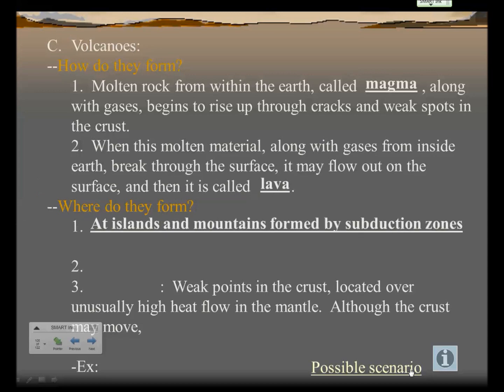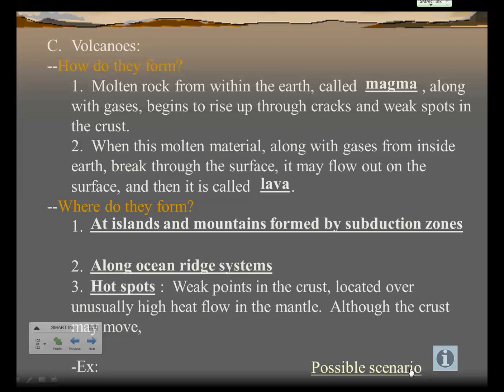So where do volcanoes form? Well, we already learned this stuff, but it's good to review. First, at islands and mountains formed by subduction zones. Remember, the hot rock is melting back up from underneath as one plate subducts underneath the other. And that hot rock does erupt as either volcanic island arcs or as volcanic mountain ranges. Second, along those mid-ocean ridges, there's lots of magma coming up through the Earth's crust there.